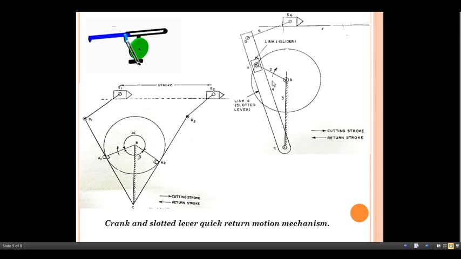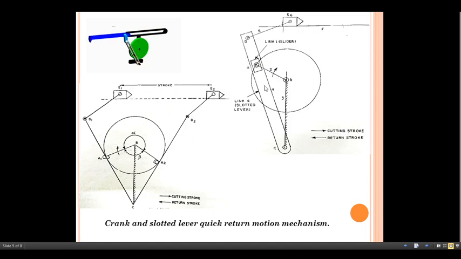Whenever the input motion is given for this link number 2, it will start to move about this point. So what is the use of this one? Again, this is used for cutting metal in the workshop. If you look towards this link number 2, the initial position of this one, this picture gives you a clear idea about that stroke.